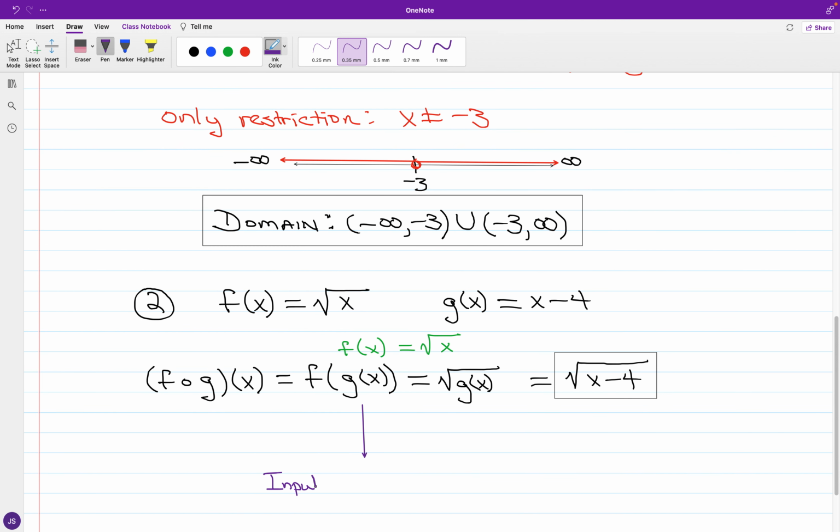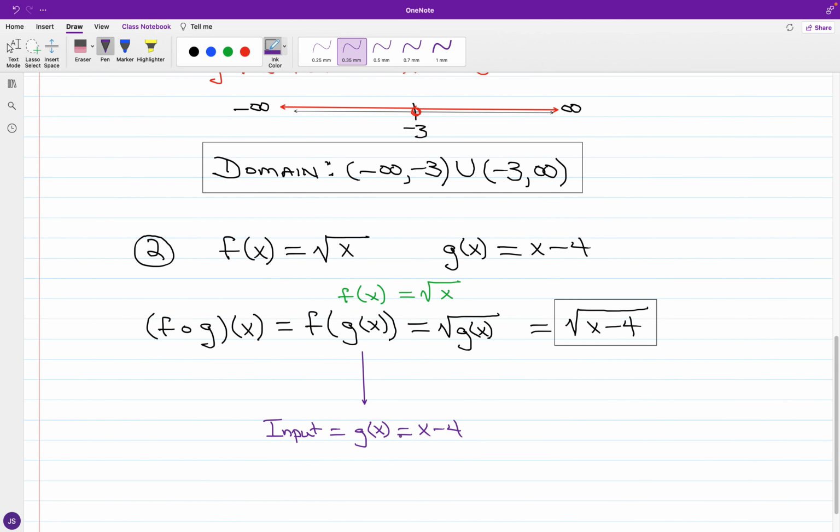Again, so you have the input at g of x is equal to x minus 4. Notice we don't have an even root radical, nor do we have a fraction that can create a zero denominator. So the whole expression is direct. So for the input, there's no restriction.